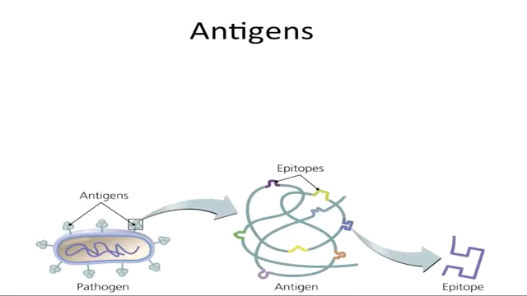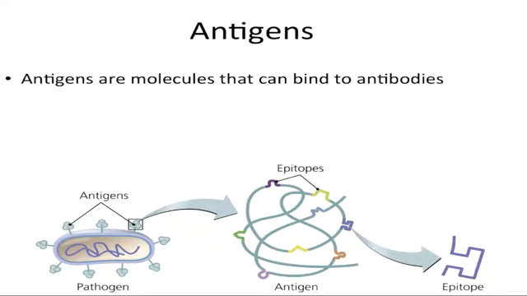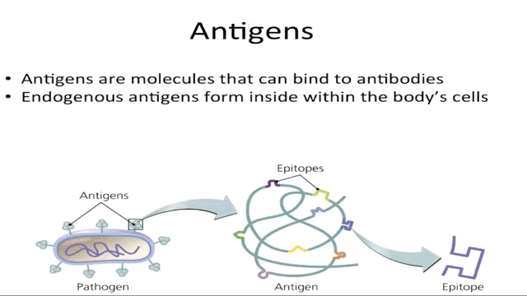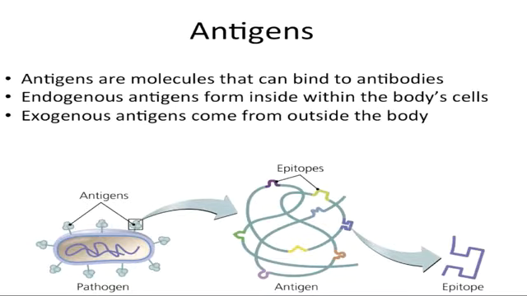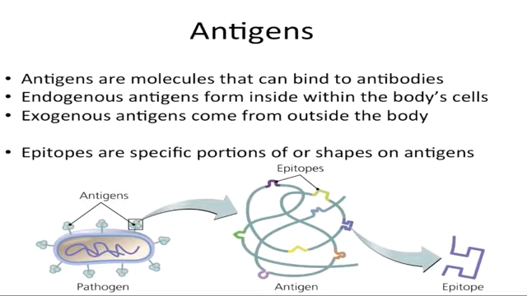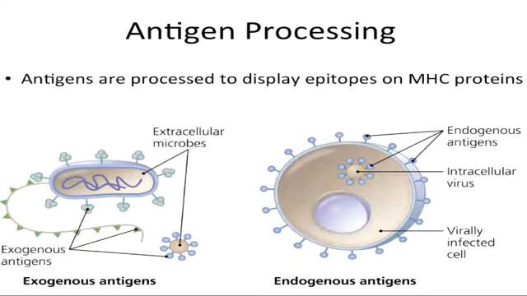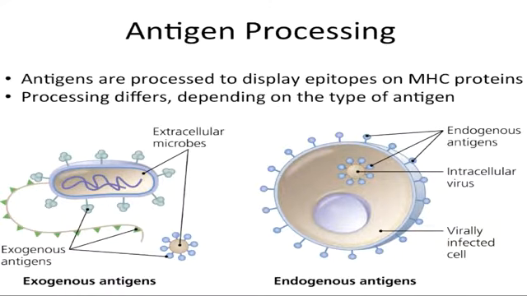In summary, antigens are molecules that can bind to antibodies. Endogenous antigens form inside a body's cells. Exogenous antigens come from outside the body. Epitopes are specific portions of or shapes on antigens. Cells process antigens to display epitopes on MHC proteins. Processing depends on the type of antigen.